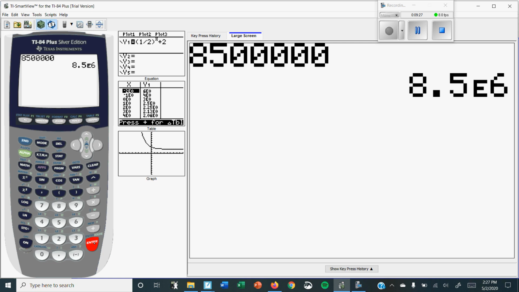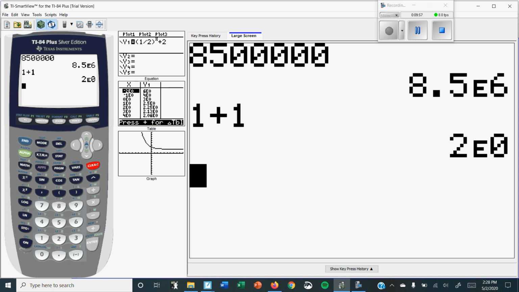So if you ever see E, which you've probably seen before on the table, when we were doing exponential functions, you probably saw E a few times. It just meant times 10. That was scientific notation. So I read this as 8.5 times 10 to the 6th. So the calculator could do all the work for you. The only thing is when you're done with scientific notation, you need to remember to switch it back to normal, or else all your answers will be scientific notation. For example, 1 plus 1, it's 2 times 10 to the 0th. Yeah, so make sure you switch it back to normal.